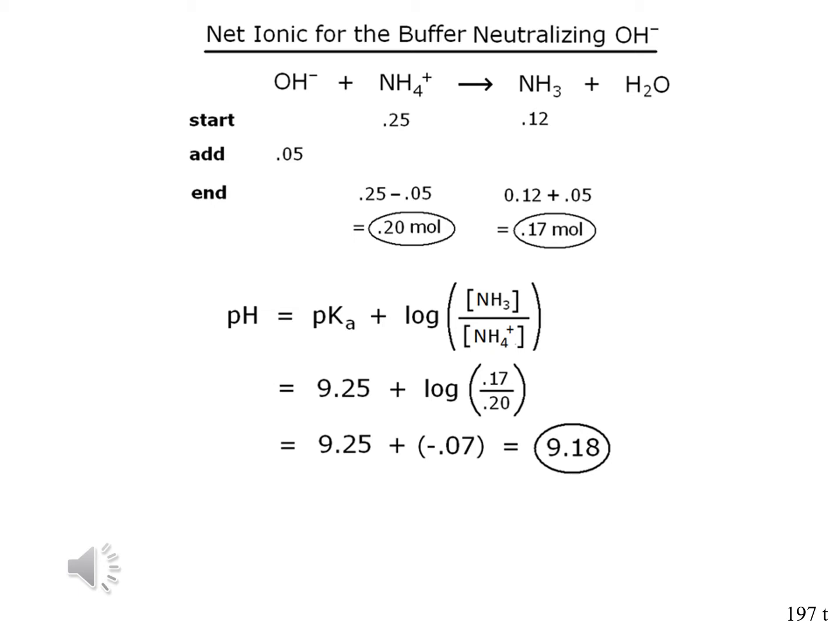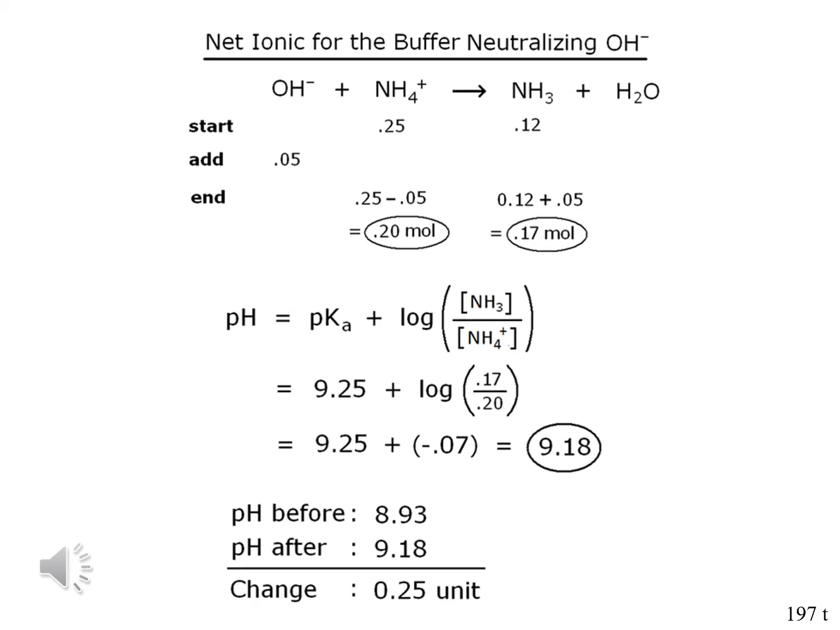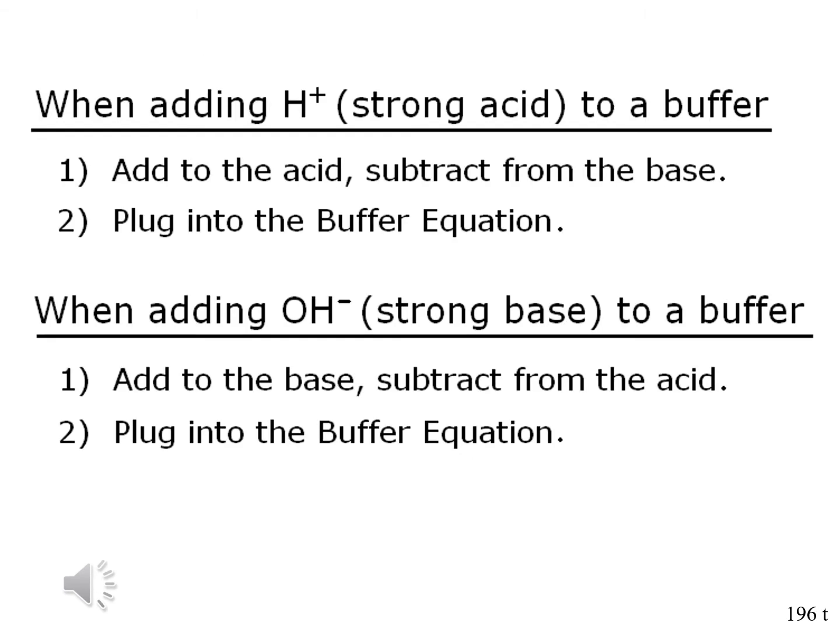So the pH is still below the pKa, but it didn't change very much. If you subtract those two, the absolute value of the change is only 0.25 unit. If you were a chemist, you would probably say the solution started at pH 9 and it's still pH 9. I want to show you that we actually did follow this rule.